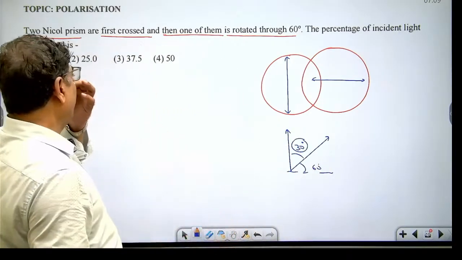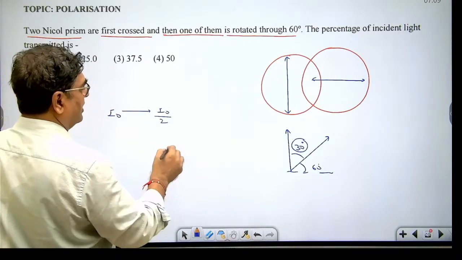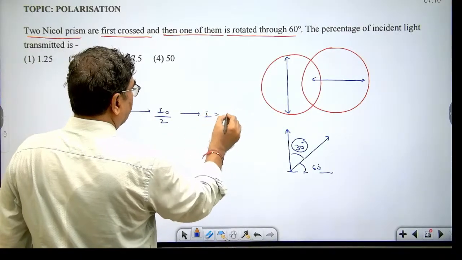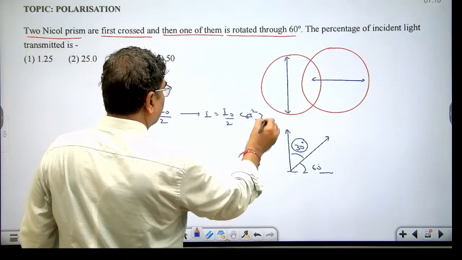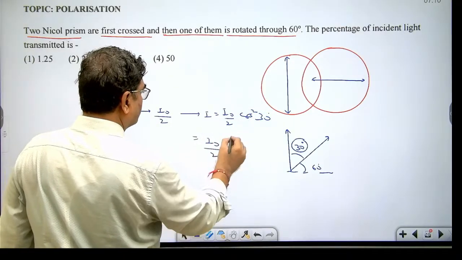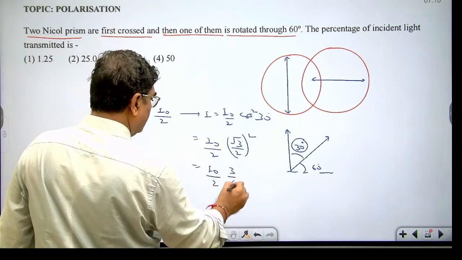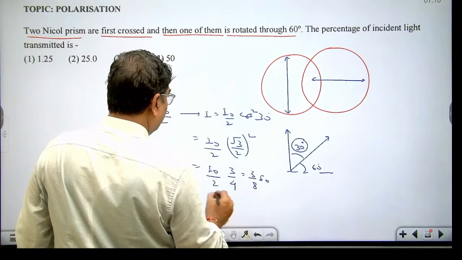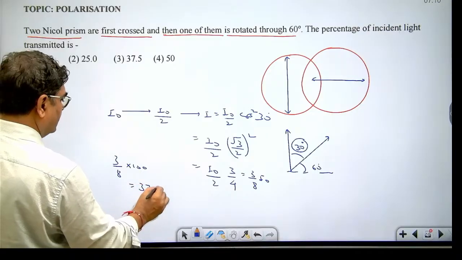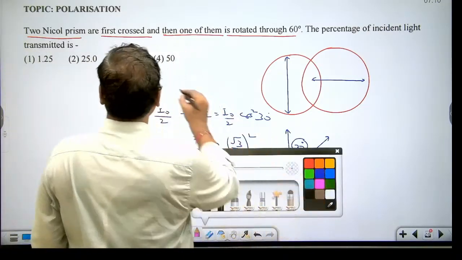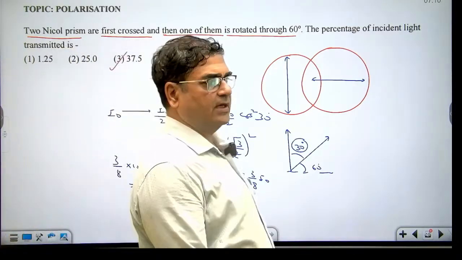Whenever any unpolarized light passes through a polaroid, its intensity becomes I naught upon 2. Once again it passes through a 30 degree transmission axis, so I naught upon 2 cos square 30 degrees. Cos 30 is root 3 upon 2, whole squared, which is 3 upon 4. So this is 3 by 8 I naught. The percentage is 3 by 8 into 100, which is 37.5%. Out of 4 choices, the correct choice is option 3.